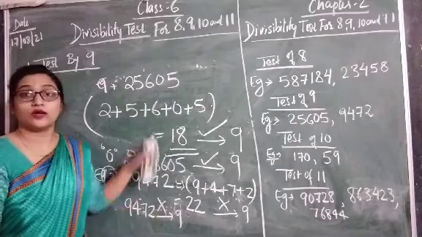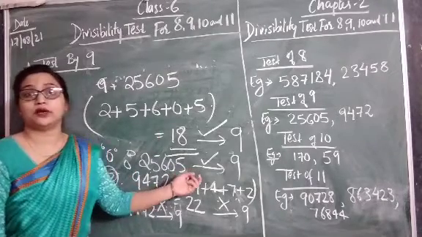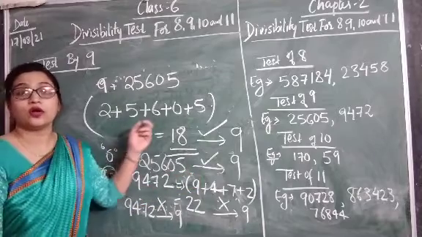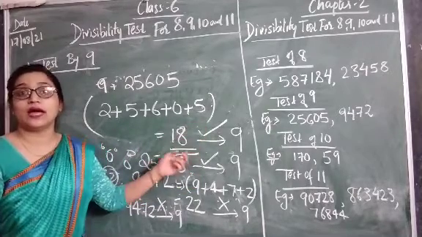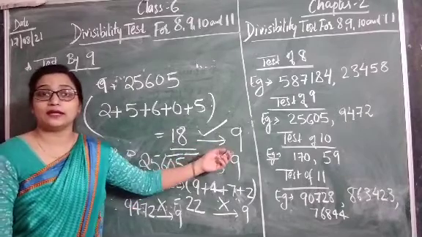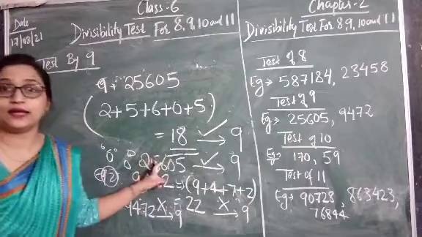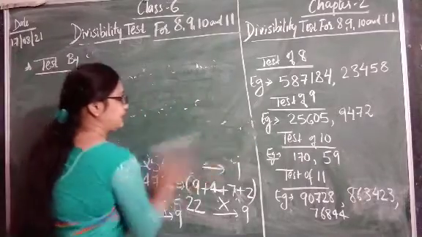Okay, so for testing the 9 in divisibility test, we have to add the digits of the given number and get the number. If that number is divisible by 9, therefore the given number will also be divisible by 9. Okay, now next is test by 10.